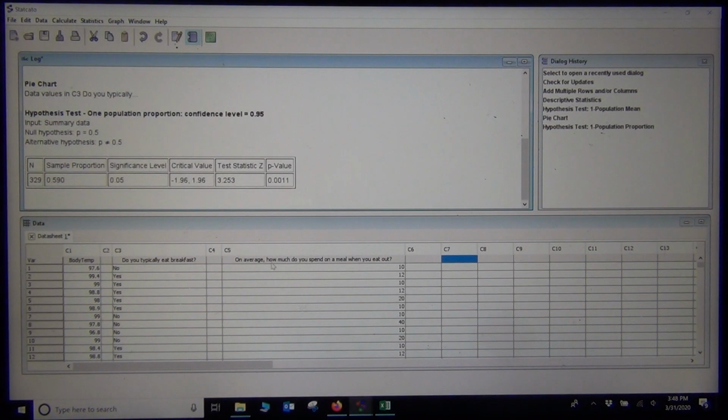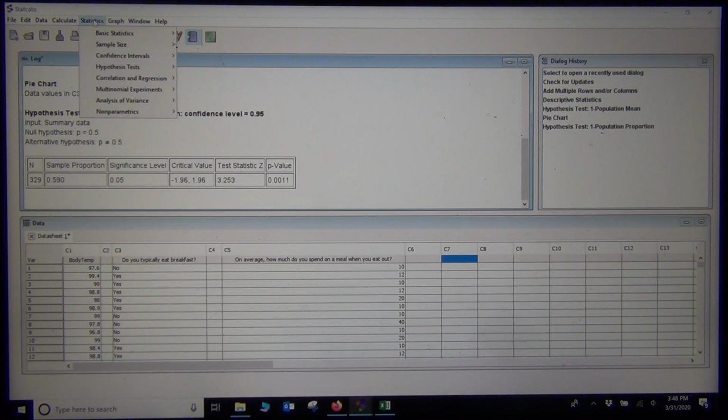So that's when we ask students, how much do you spend on a meal when you eat out? And I want to test the claim that it's more than $11. So my null hypothesis is that the population mean is $11, and my alternative hypothesis will be that the population mean is more than $11.